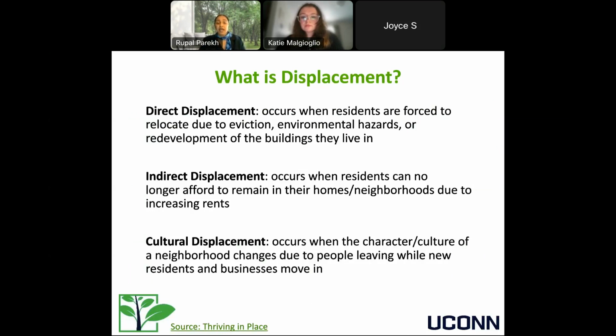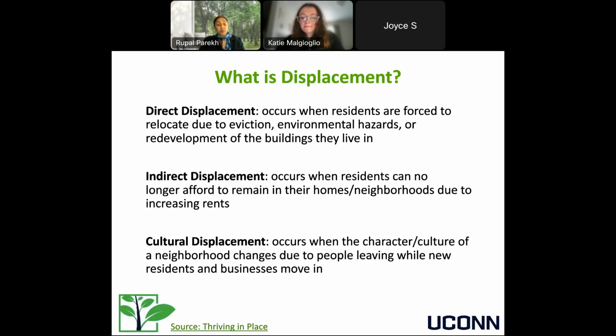Sometimes households are forced to move because they are evicted, facing environmental hazards in their neighborhood, or because of redevelopment projects where homes or apartment buildings are torn down to make way for new and more expensive development. We call this direct displacement. People who lived in these homes and neighborhoods are forced to relocate.